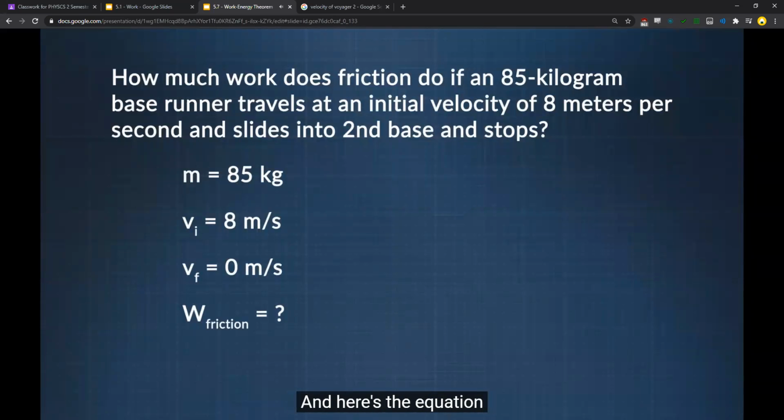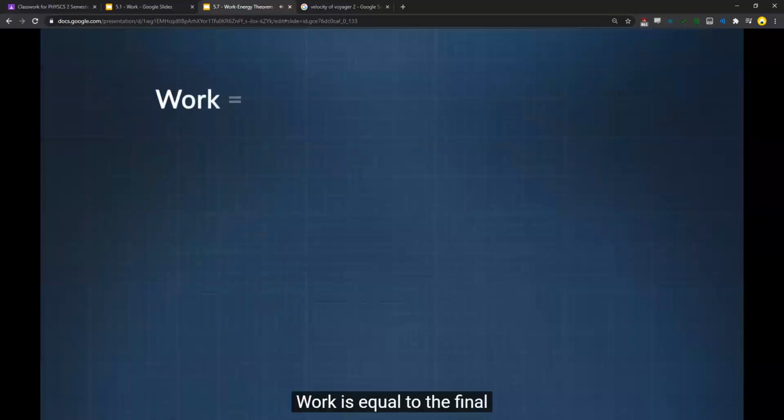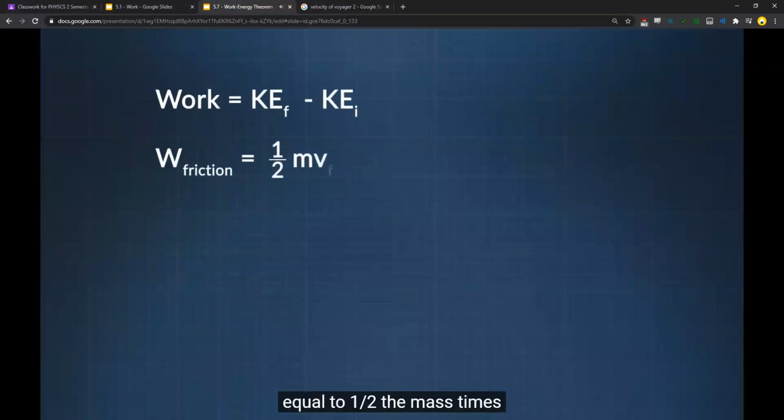And here's the equation that we need to know. Work is equal to the final kinetic energy minus the initial kinetic energy. That means that work is equal to 1/2 the mass times the final velocity squared minus 1/2 mass times initial velocity squared.